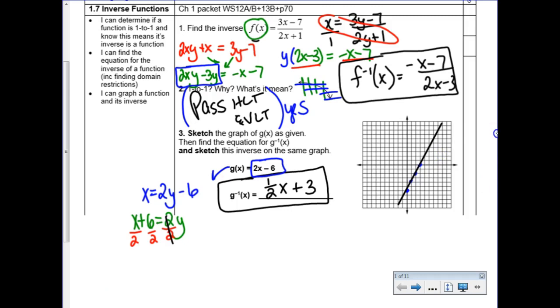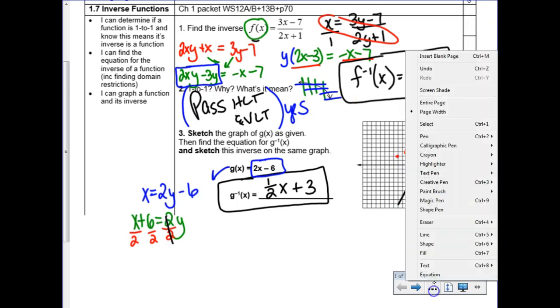Okay, so now we're going to graph the other line, the inverse that you guys just found, which is supposed to start at 3, and then slope of up 1 over right 2. And again, I'm going to use the shape pen since I can't draw.